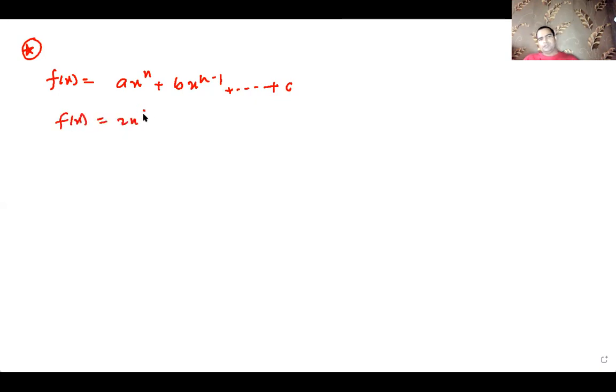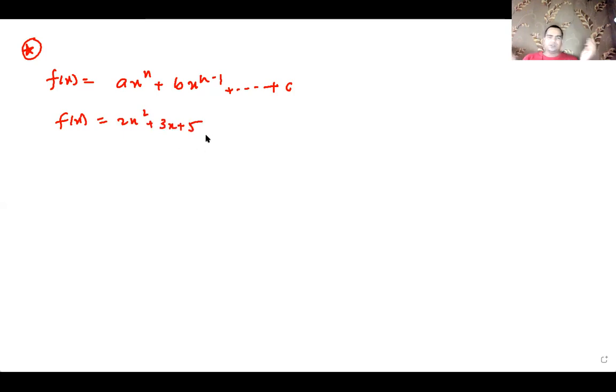So when you start with a polynomial function, just remember that it has to be of the form ax to the power n plus bx to the power n minus 1 and so on until a constant. It's like a quadratic function. Let's talk about any quadratic function like 2x squared plus 3x plus 5.